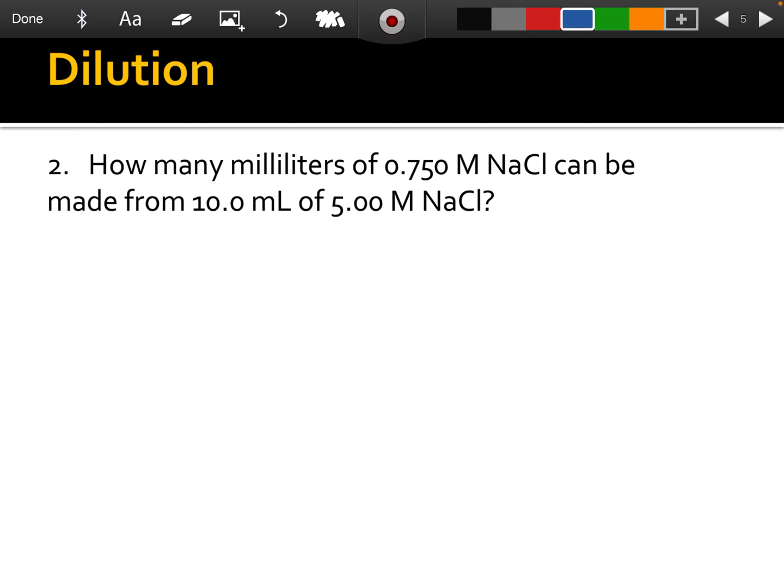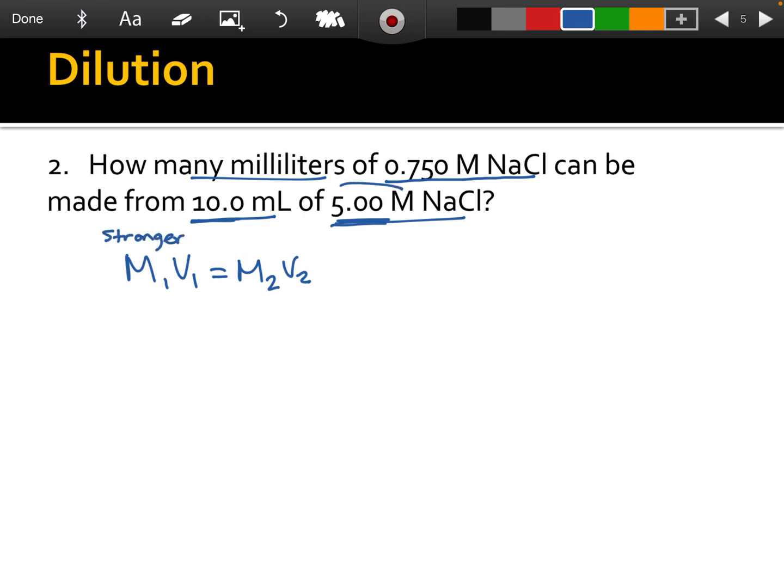All right, last problem. We want to know how many milliliters of a 0.750 molar solution of NaCl can be made from 10 milliliters of a 5 molar solution. So we have a 5 molar solution available. We're going to use 10 milliliters of it, and we're diluting that substance. So here's our M1V1 is equal to M2V2. For our stronger solution, we have to compare the molarities. So 5 molar is much stronger than a 0.75 molar.